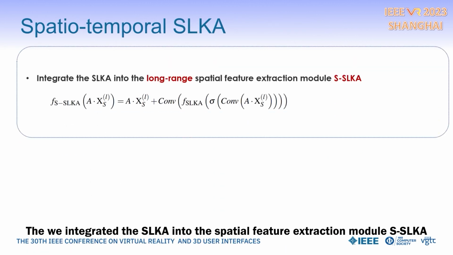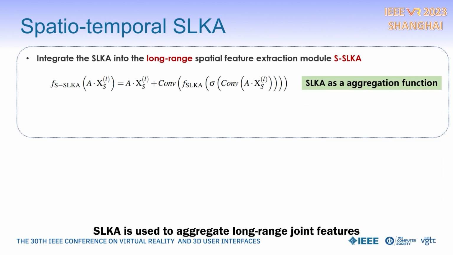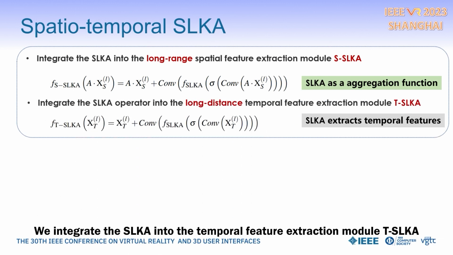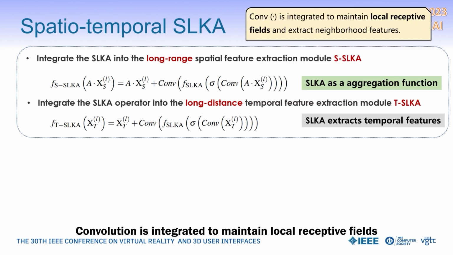Then we integrated the SLKA into the Spatial Feature Extraction Module, SSLKA. SLKA is used to aggregate long-range joint features. We also integrate the SLKA into the Temporal Feature Extraction Module, TSLKA, which can extract long-distance temporal features. Convolution is integrated to maintain local receptive fields and extract neighborhood features.